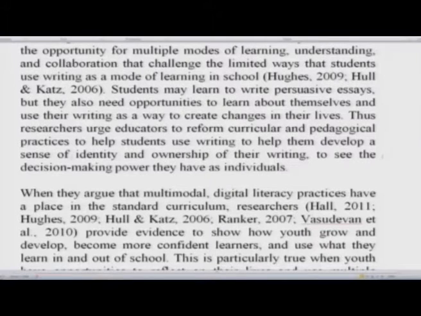So, here the proposer sums up the main findings of previous studies. So, the benefits of using multimodal things. It will help develop a sense of identity, ownership. It will also help them see their decision making power.